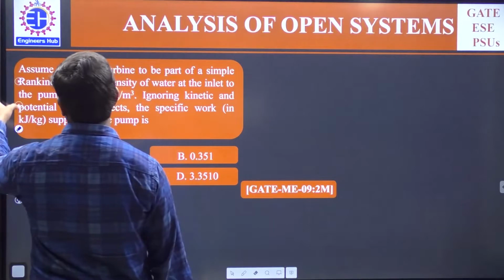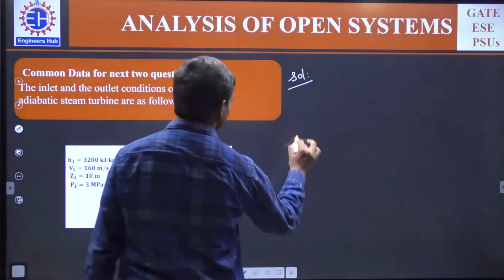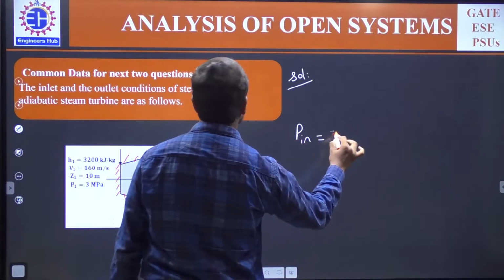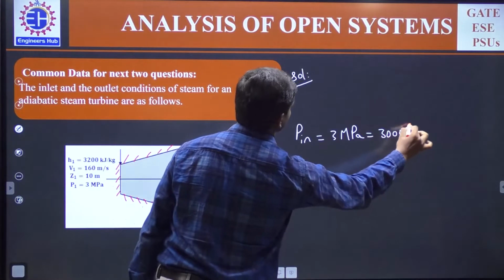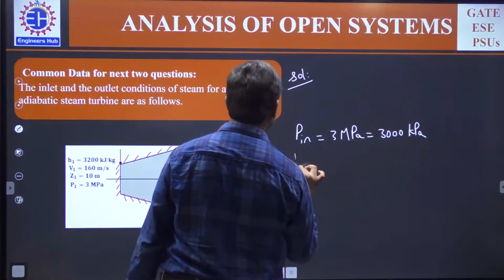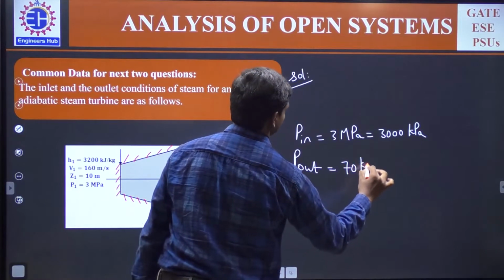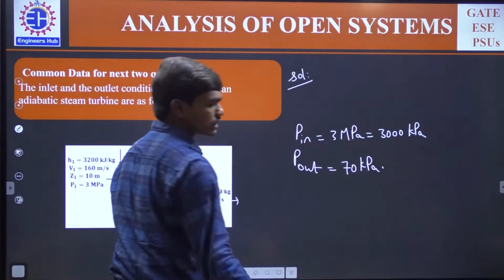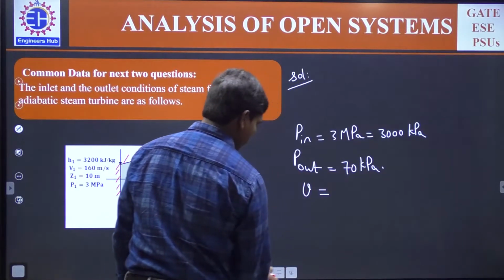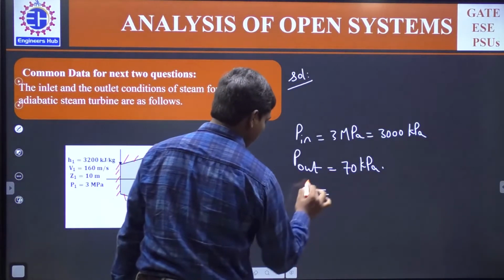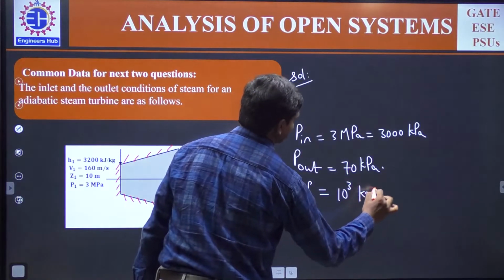So see here, the pressure difference is given. P inlet is equal to 3 MPa, which is 3000 kPa, and P outlet is equal to 70 kPa. And you know, generally fluids are incompressible. So the density of water is equal to 10 cube kg per meter cube.